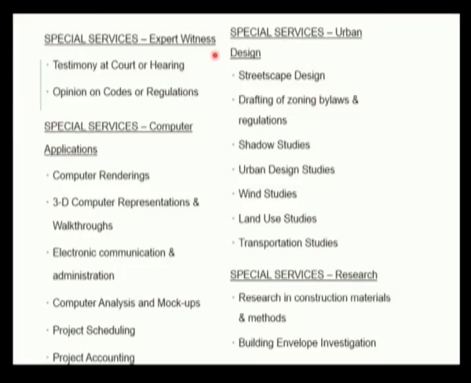Then expert witness is another special service. This will be testimony at the court or hearing, opinion on the codes or regulations. This is so lawful, and that goes expert witness. Computer application is another thing: computer rendering, it's so digitalized, and 3D computer representations, walkthroughs and electronic representations, administrations and project scheduling, project accounting, everything will be computerized.